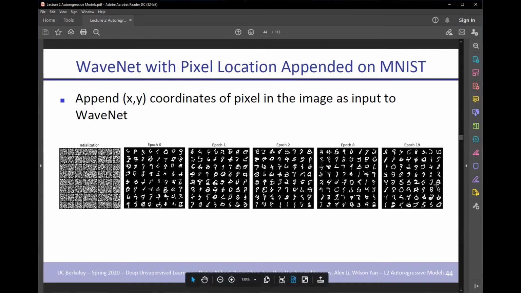But as you can see, while the output is a little better, it's not significantly better. And in fact, MADE and other networks provide much better output than what you see here. And of course, some of the stuff we'll be seeing going forward would be even further improvements on what you see at the 20th epoch with MNIST input to WaveNet, even with the XY coordinates attached.